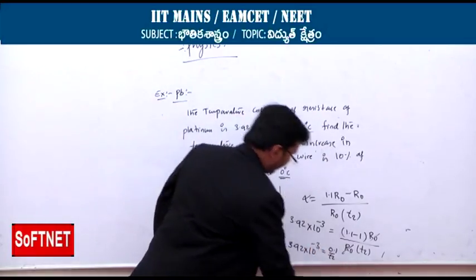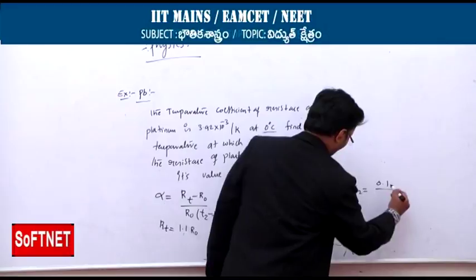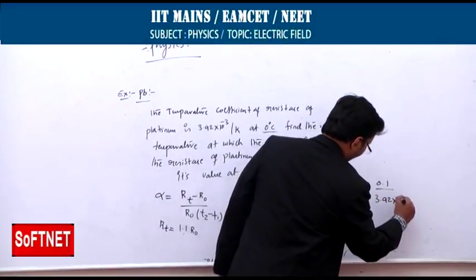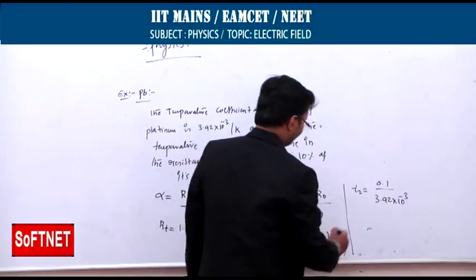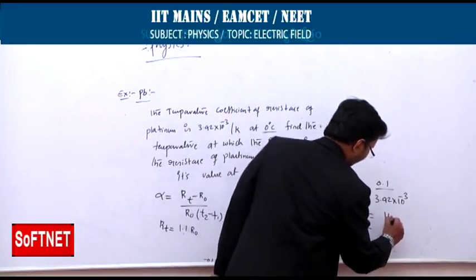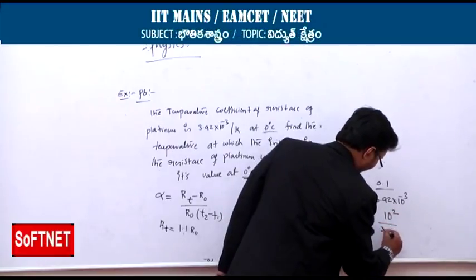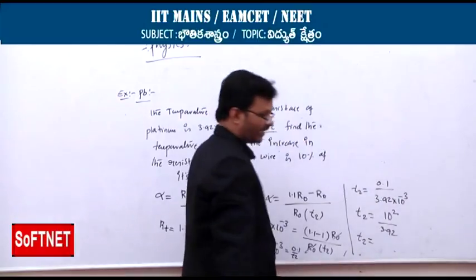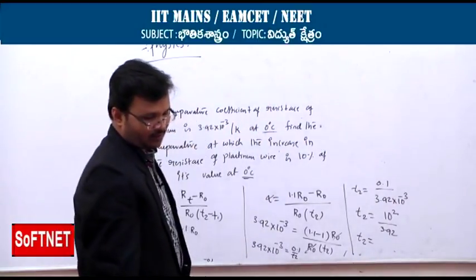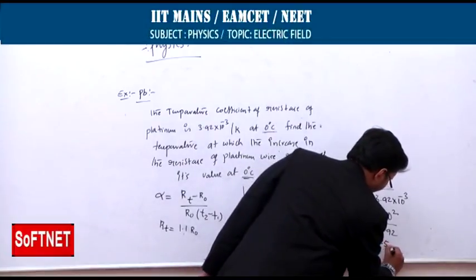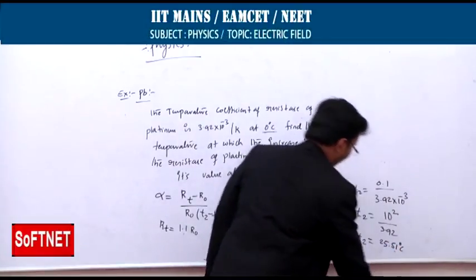So T2 is 0.1 by 3.92 into 10 power minus 3. By solving this, we will get T2 value as 25.51 degree Celsius.